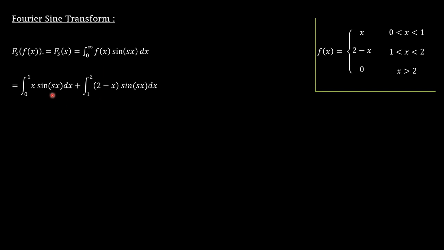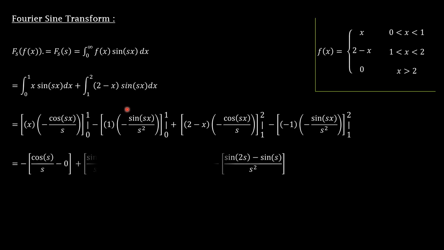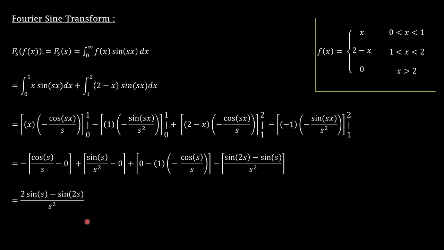Evaluating these two integrals using Bernoulli's rule by choosing the first function as the algebraic function, the integral reduces to the form 2 sin s minus sin 2s by s square. Therefore, the Fourier sine transform of the given function f of x is 2 sin s minus sin 2s by s square. That completes the first problem.